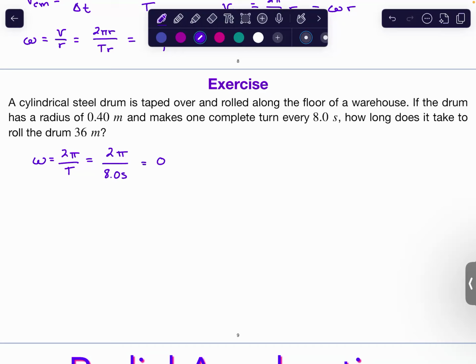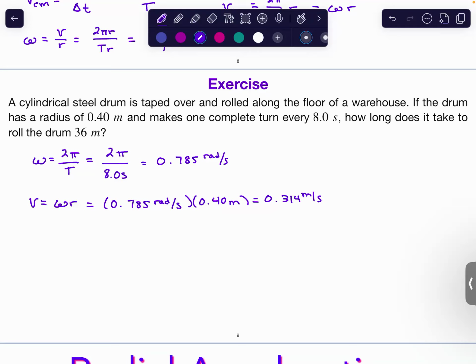Okay, so this is going to give you 0.75 radians per second. The linear velocity now of the center of mass of that drum, v equals omega r. That's going to give us 0.314 meters per second.